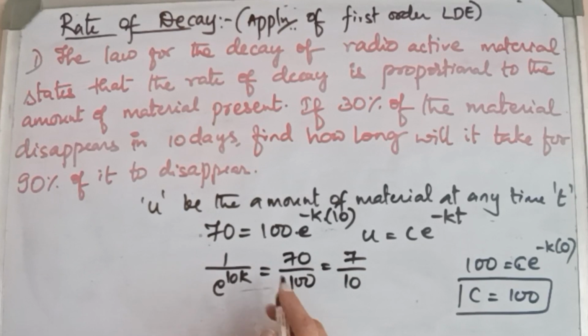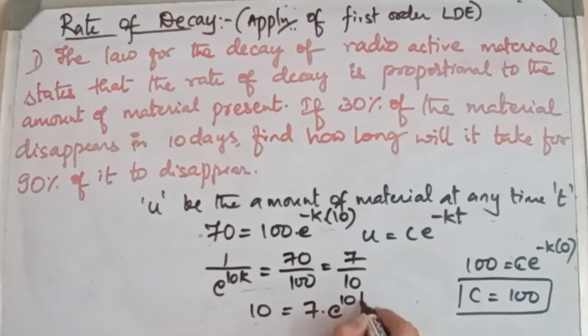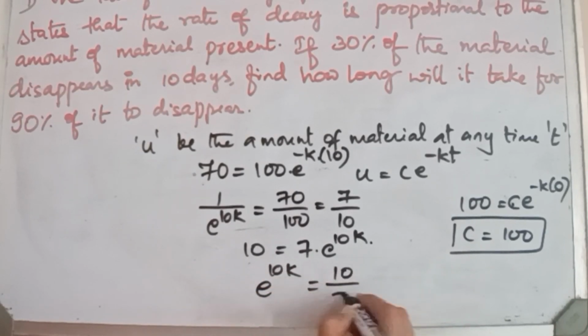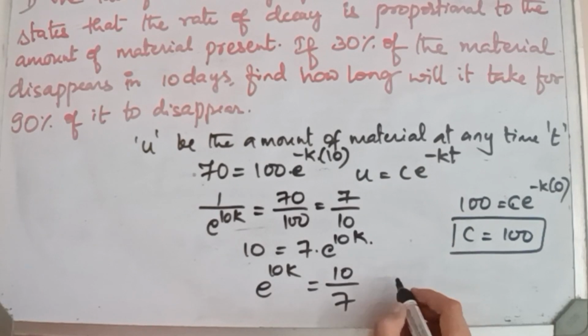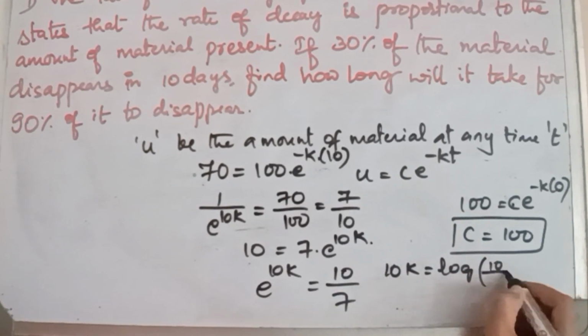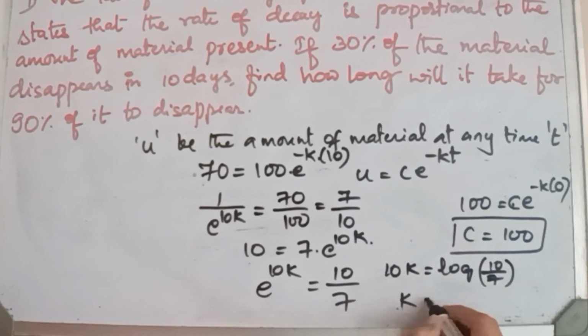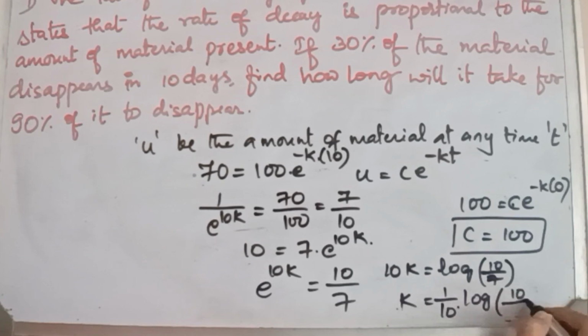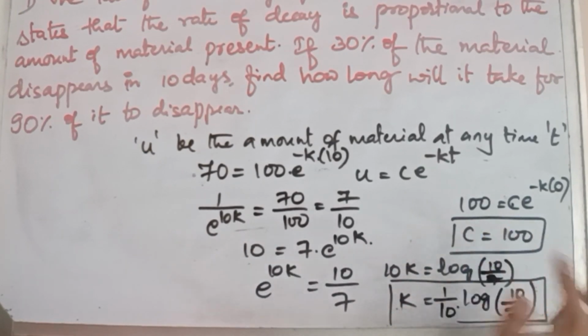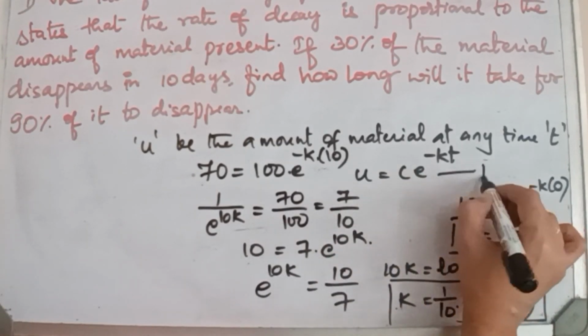So this is equal to 7 by 10 because one of the 0s cancels. Now cross multiply. So 10 equals 7 into e to the power 10k. So e to the power 10k equals 10 by 7. Take log on both sides. 10k equals log of 10 by 7, natural logarithm. k equals 1 by 10 into log of 10 by 7. So this is the value of k. I got the value of c and I got the value of k. Substitute back into this equation.